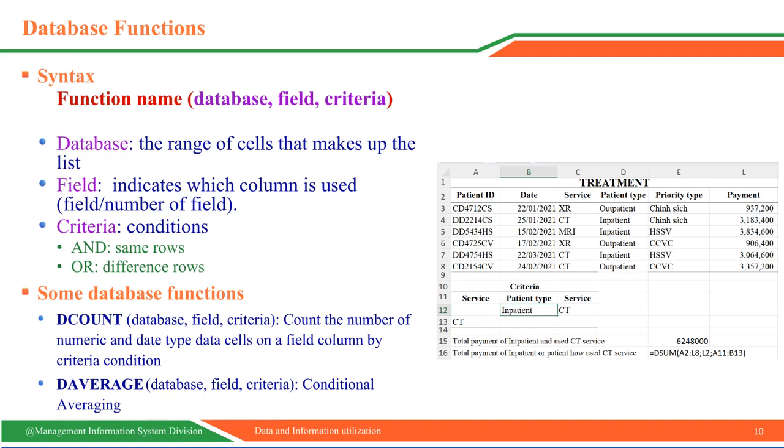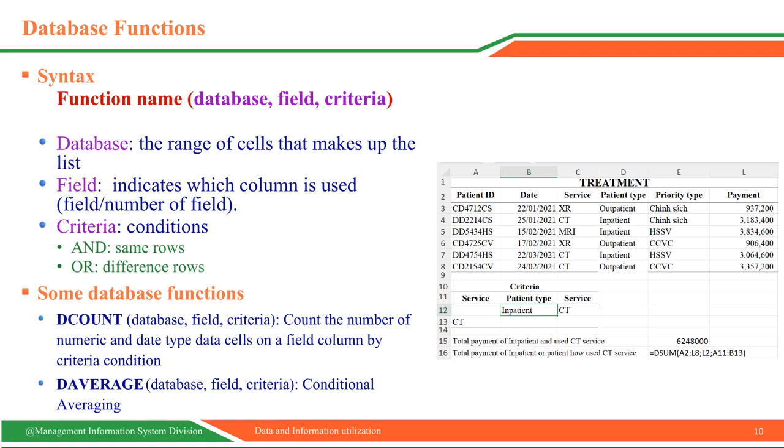Parameters of a database function: D function, the database function name, e.g., DSUM, DAVERAGE, DCOUNT, DMAX, DMIN. Database, the data range including column headers. Field, the column name or column number to perform the calculation on. Criteria, the criteria range must include column headers and the condition directly below. Values in the same row represent AND conditions. Values in different rows represent OR conditions.